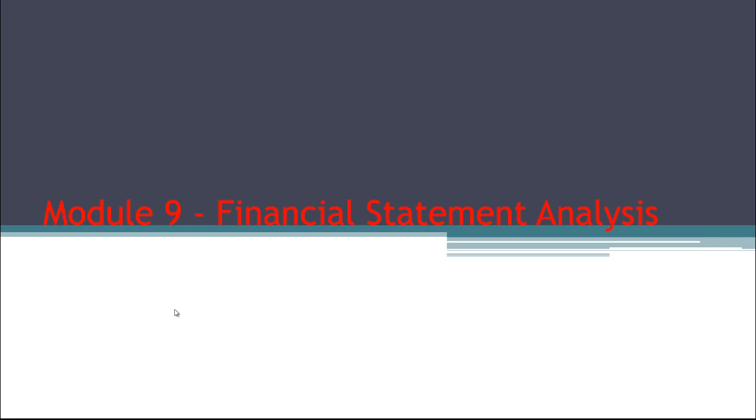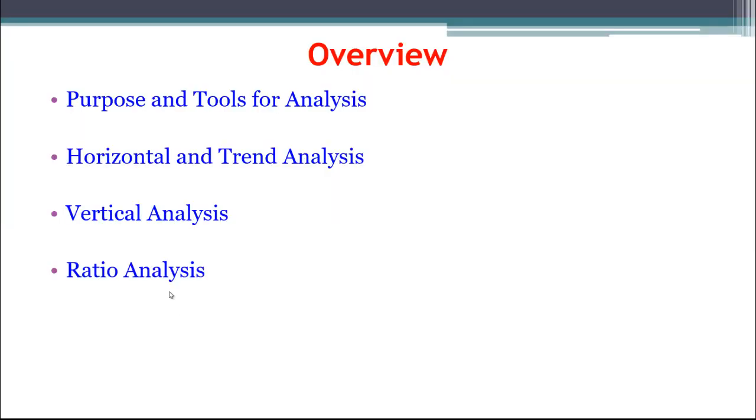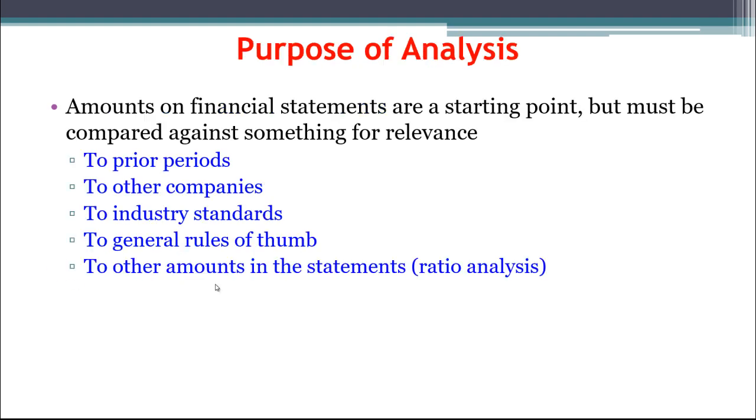This module is broken up into two different parts to cover the different aspects of financial statement analysis. Part 1 is where we are right now, and for Part 1 we are covering the first three items in this agenda: the purpose and tools for analysis, kind of a background. Then we'll talk about horizontal and trend analysis, and finally vertical analysis. Part 2 will cover the ratio analysis, all of the different types of ratios.